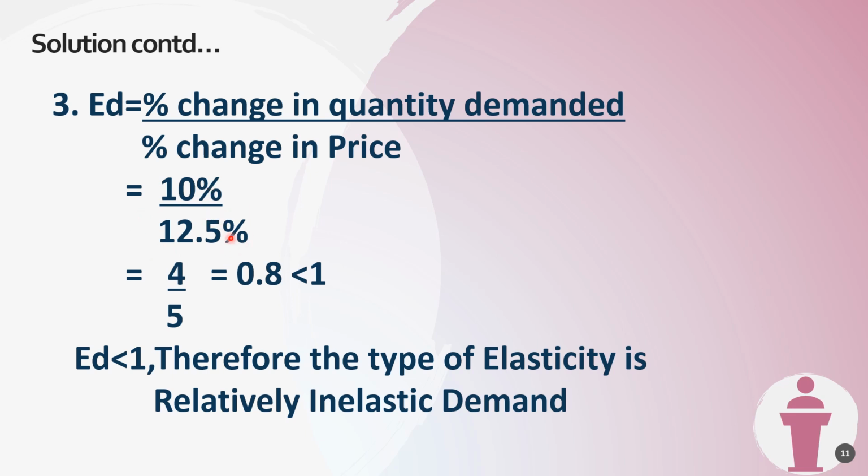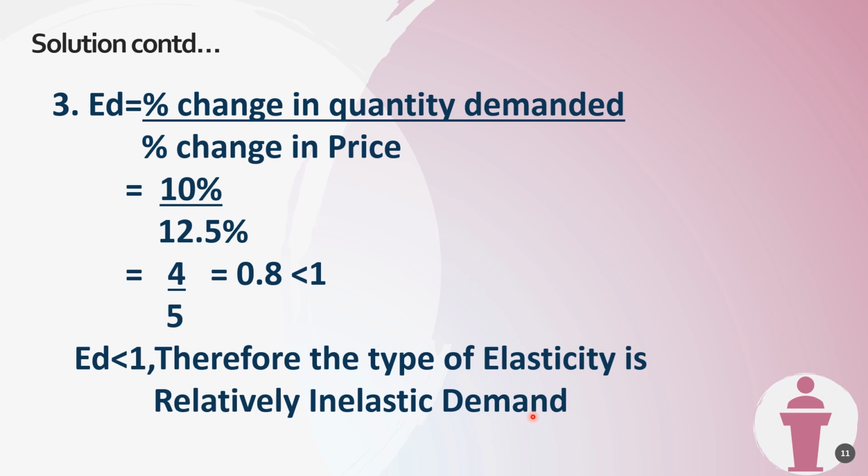When you divide, to tackle the decimal point, you can multiply the numerator and the denominator by 10. That will eliminate the decimal point. So you'll get 100 upon 125. So 25 fours are 100 and 25 fives are 125. That's how we got 4 by 5. When you divide 4 by 5, you get 0.8, which is less than 1. ED is less than 1. Therefore, this type of elasticity is relatively inelastic demand.